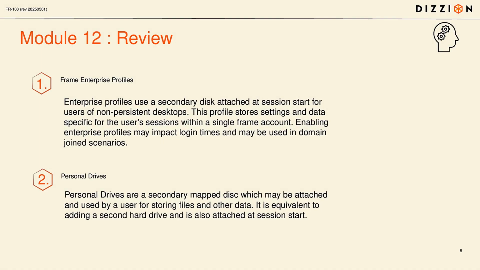Okay, let's review. Frame Enterprise Profiles use a secondary disk attached at session start for users of non-persistent desktops. This profile stores settings and data specific for the user's sessions within a single Frame account. Enabling enterprise profiles may impact login times and may be used in domain-joined scenarios. Personal drives are a secondary mapped disk which may be attached and used by a user for storing files and other data. It is equivalent to adding a second hard drive and is also attached at session start.